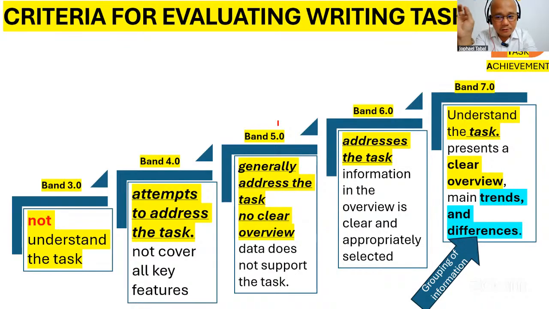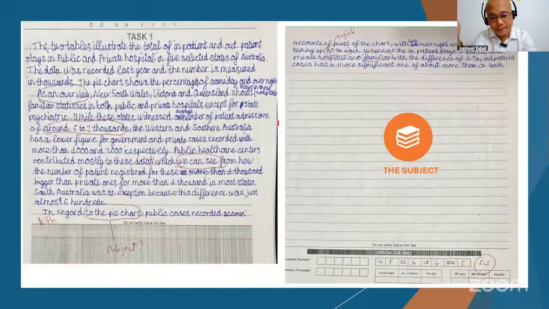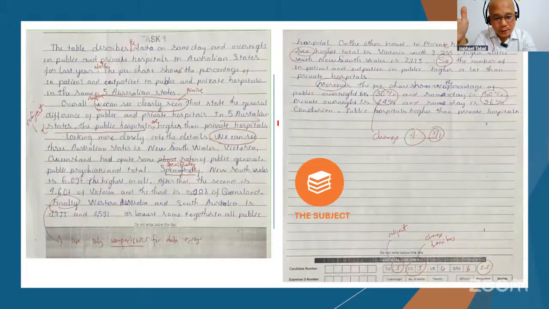The last criterion for band 7.0, for getting a better score for task achievement, is to describe the main trends and differences. To do that, this is how we group our information: which information should be written in the first body paragraph and which information should be written in the second body paragraph. All right. So now we understand how to get a band 7.0 for writing task 1 data essay.